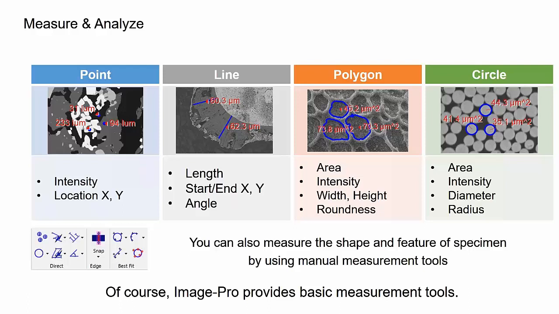And for things such as circuit boards or infiltrated composite materials with glass fibers, you have the circle measurements as well. So the idea here is that there's a multitude of different ways to take a micrograph and measure it, depending on the kind of application that you have. So of course, Image Pro does provide these kinds of basic measurement tools.